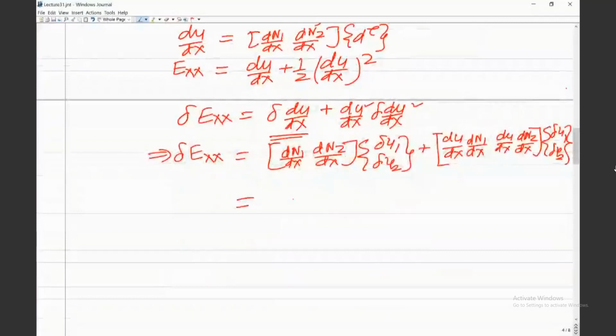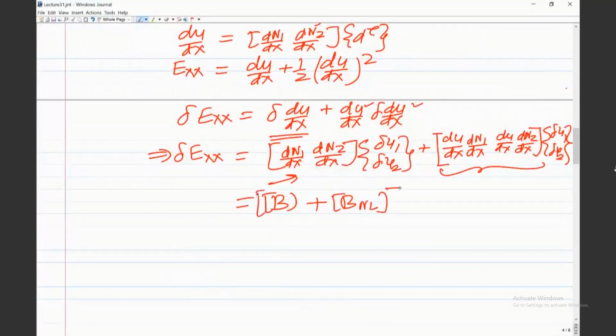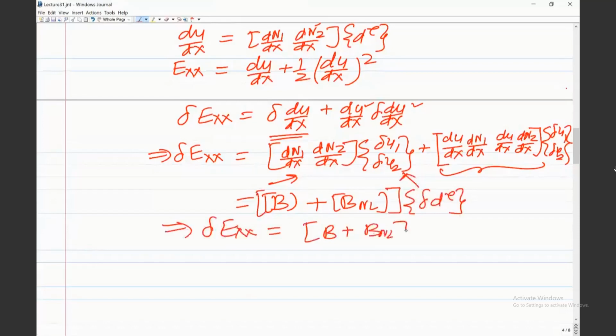The first one is actually the B matrix. I am denoting this as B, and this whole thing as BNL. So plus BNL into delta DE. You can simply write it as matrix B plus BNL, both of them are matrices, into delta DE. So this is what we get.